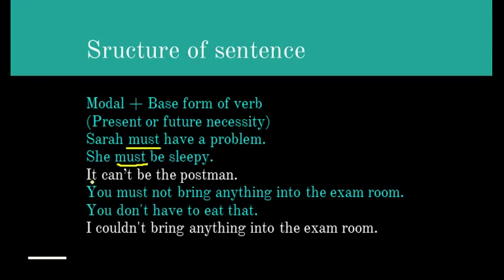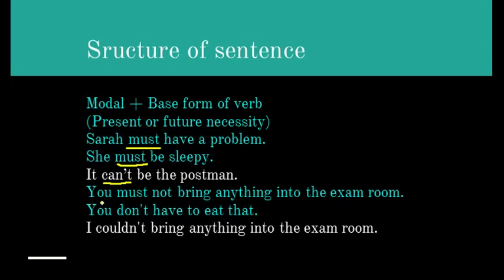In this sentence, it can't be the postman. We are not using must. Must is not often used to express certainty in negative clauses. We normally use can't to say something is certainly not the case. Like in this example, it can't be the postman.